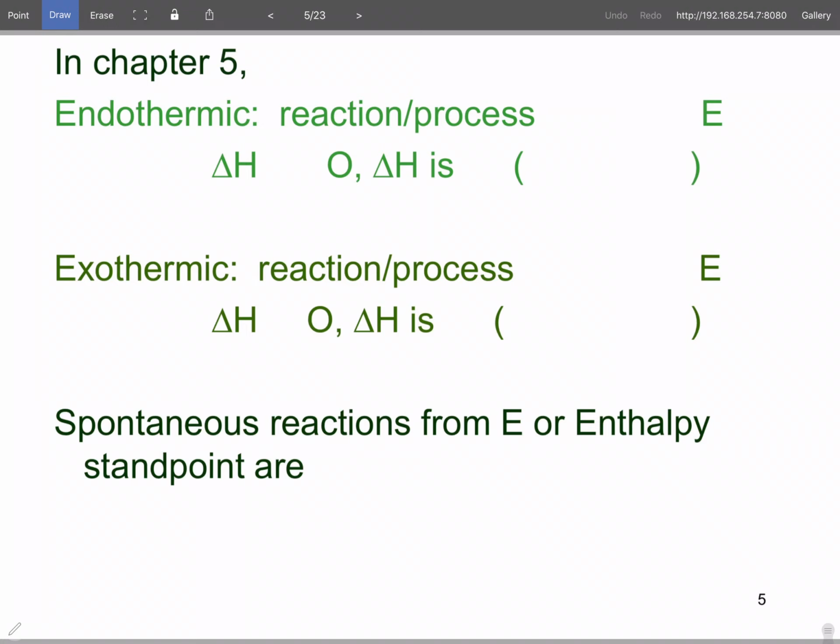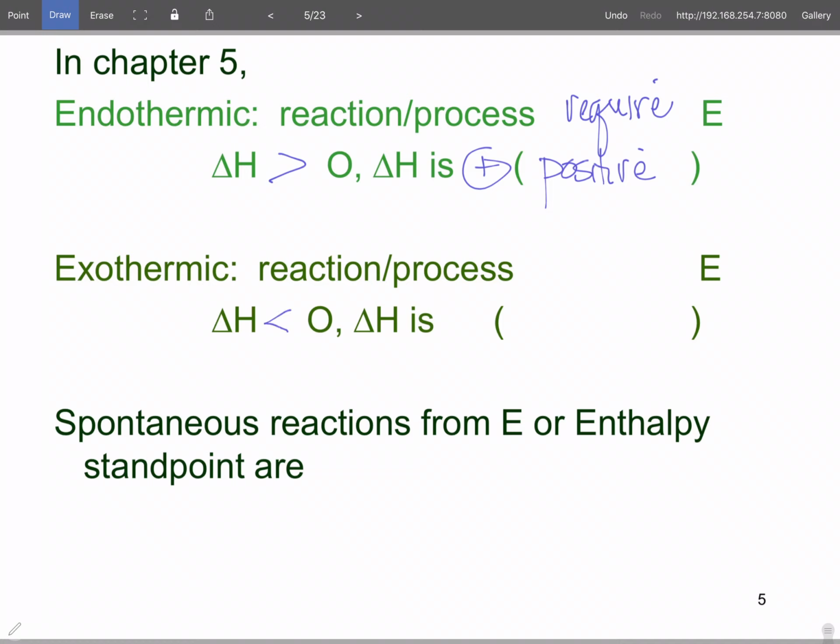So back in chapter 5, we talked about thermodynamics, and you talked about endothermic reaction processes, and those are the ones that require energy. So delta H is greater than zero, so delta H is positive. So those reactions are not spontaneous from the form of energy.